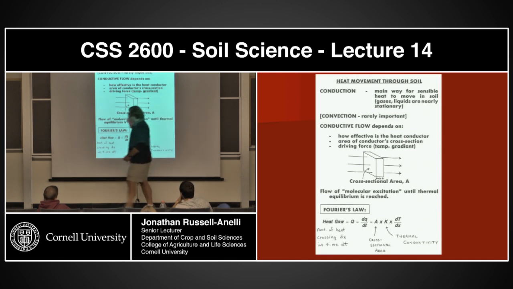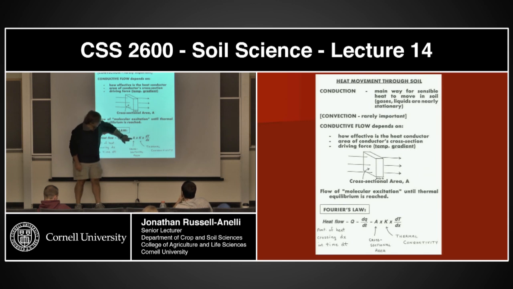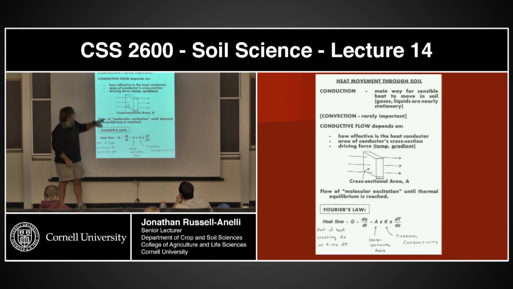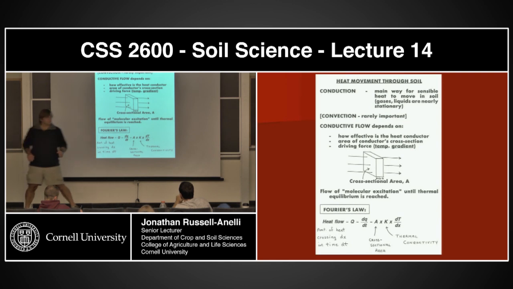That law is the amount of heat crossing a certain area in time. So heat flow, we measure it as Q, but basically it is a measurement of change in heat over time. A is the cross-sectional area, the area that the heat is moving through. K is the conductivity, how effective it is as a heat conductor, over a change in distance. Questions?